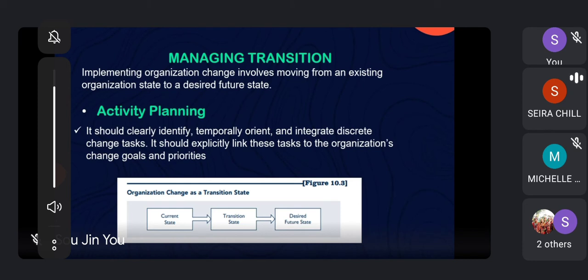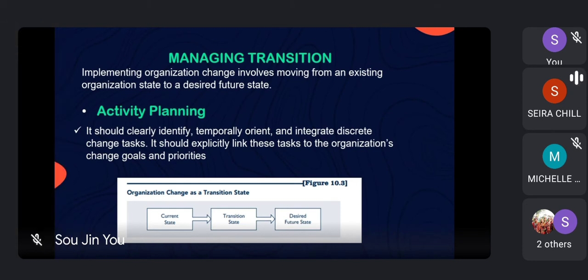Managing transition. So implementing organization change involves moving from an existing organization state to a desired future state, meaning it helps employees to make a difficult process less stressful and distracting for everyone. So there are 4 activities and structures to facilitate organizational transition.